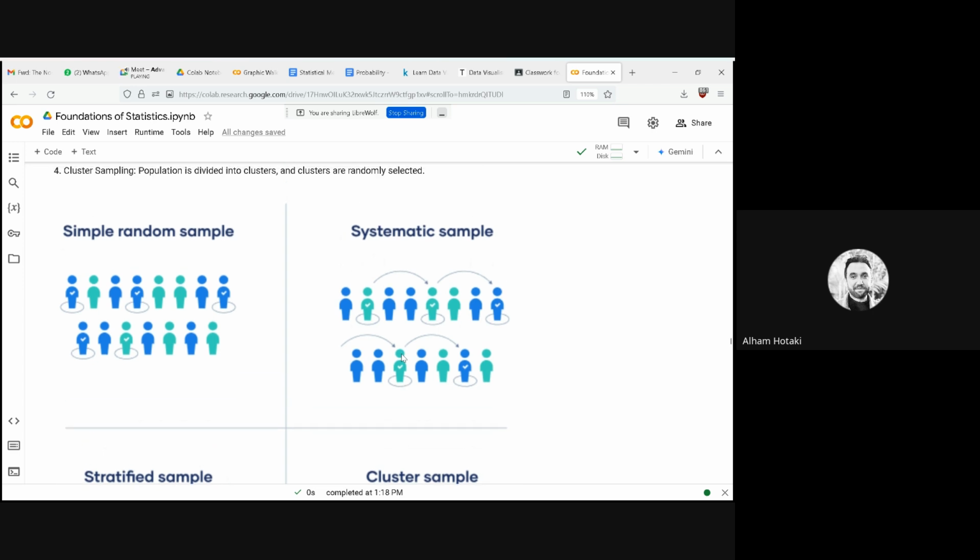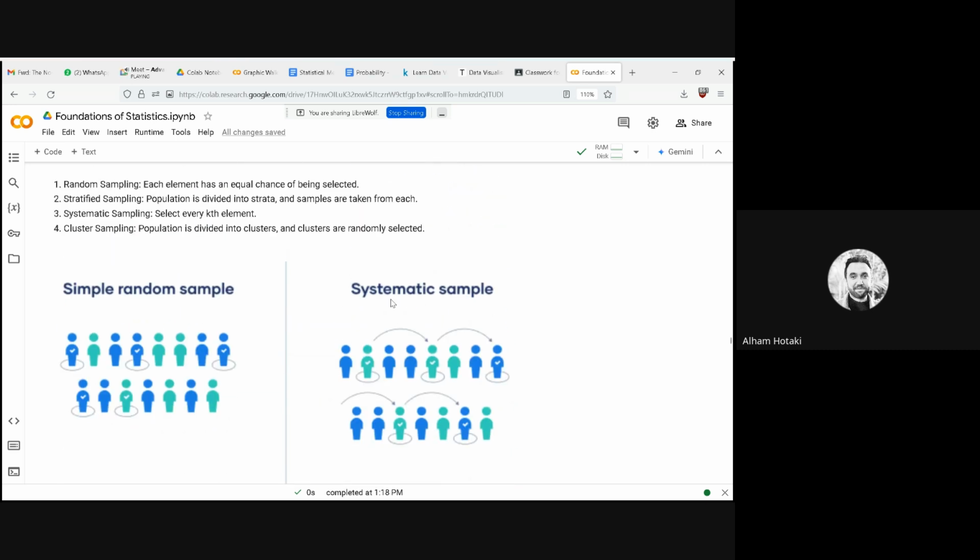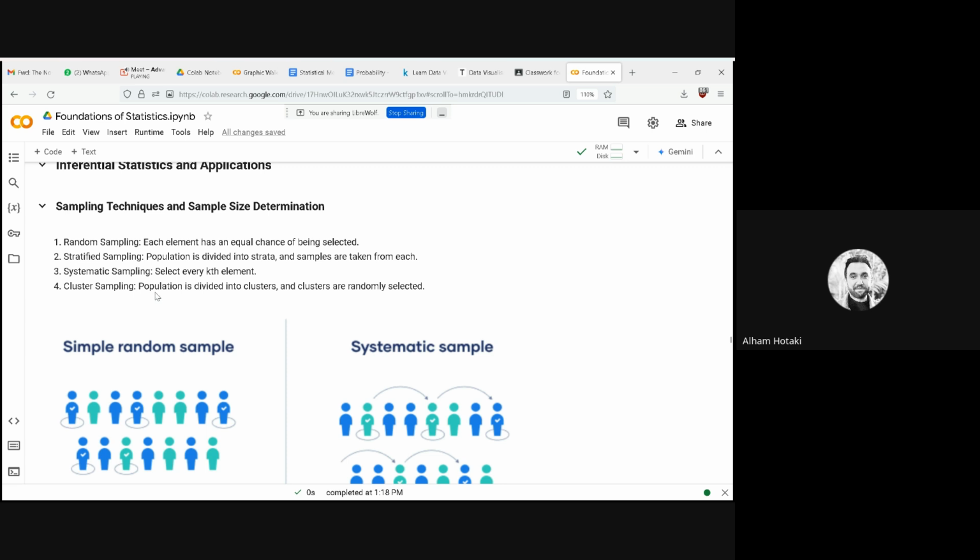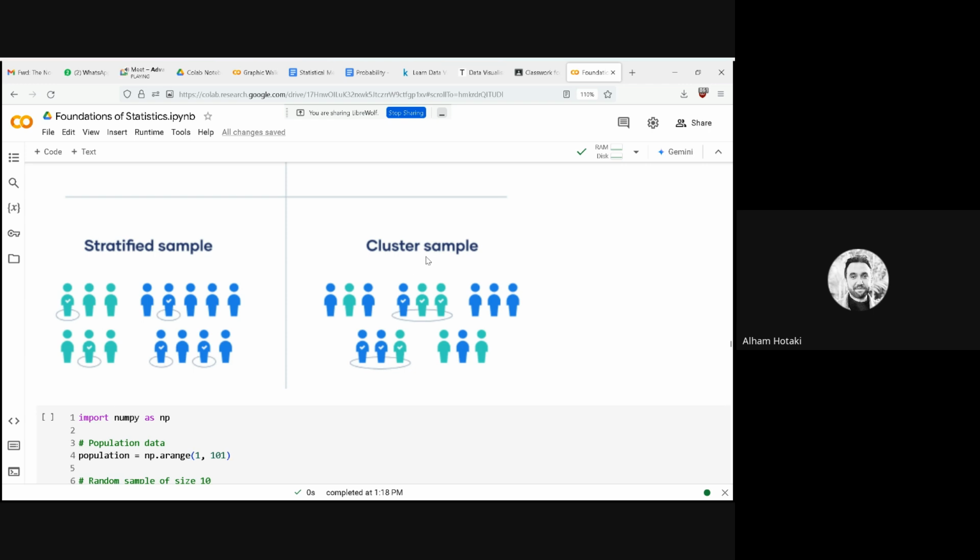You're putting a pattern for yourself and saying, okay, I will select this guy, then I will not select the second and third guy, I will select the fourth guy, and not the fifth and sixth guy, so the seventh guy. This is how I will be selecting the samples from the population. That's called systematic sampling, where you're preparing a sample. And what's cluster sampling? The population is divided into clusters, and clusters are randomly selected.